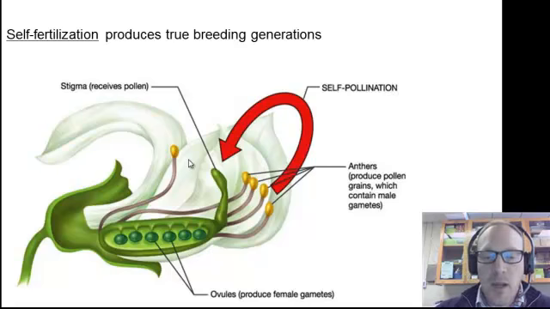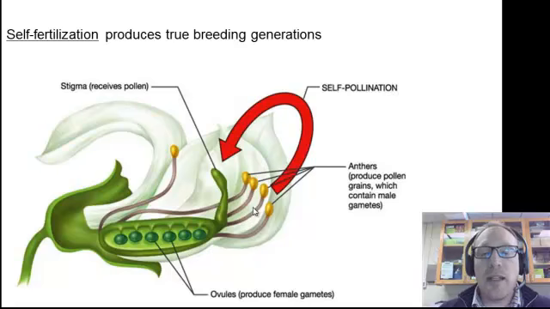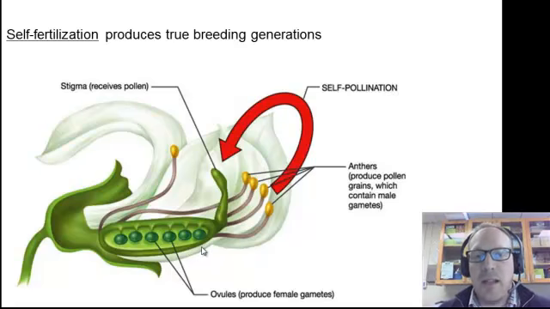Now, flowers are the reproductive structures of plants, and so they contain the structures that produce male gametes and female gametes. In plants, we more often than not call female gametes ovules, kind of analogous to eggs, and male gametes are called pollen, analogous to sperm.